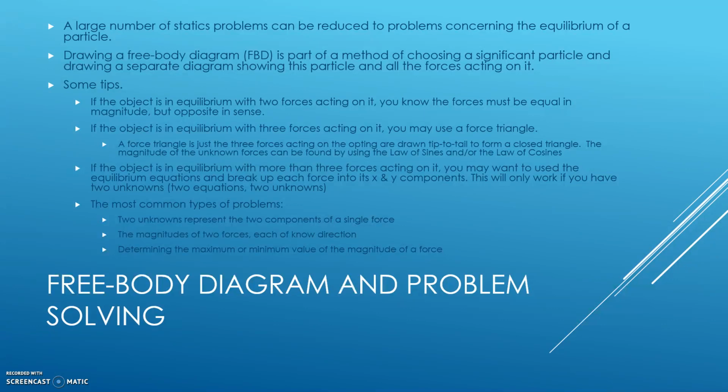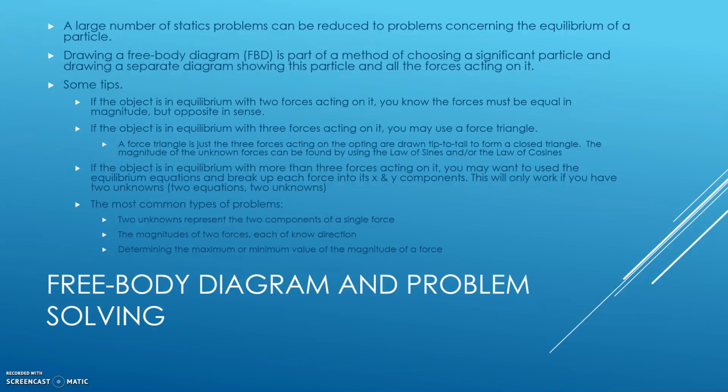Okay, so a large number of statics problems can be reduced to problems concerning the equilibrium of a particle. Through this we draw a free body diagram, or FBD, which is just part of a method of choosing a significant particle and drawing a separate diagram showing this particle and all the forces acting on it. So just like in the previous problem we looked at, example 2.3, all those forces intersected at one point. So that is concurrent coplanar. All of them are on the same plane, and they are concurrent because they go through the same point.